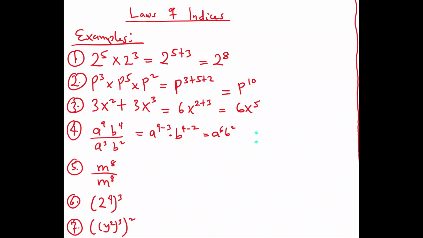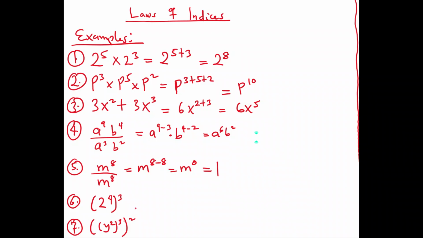Number 5, we have m raised to power 8 divided by m raised to power 8. This one we can just cross out each other, but let's just follow the quotient law just to make it much easier for people who don't really understand it. So that will be m raised to power 8 minus 8. That will be equals m raised to power 0, and I said anything raised to power 0 will be equals 1. So m raised to power 0 will be equals 1, okay.